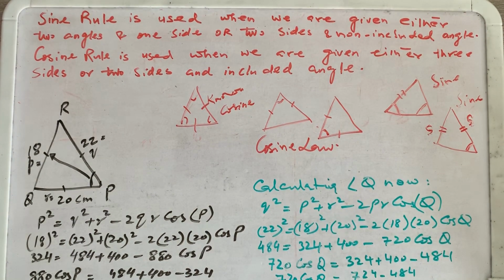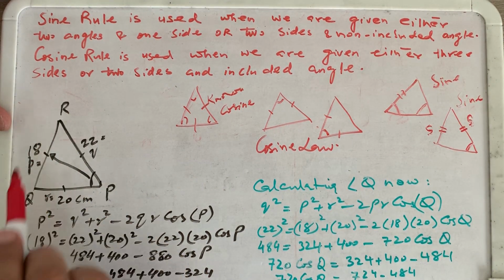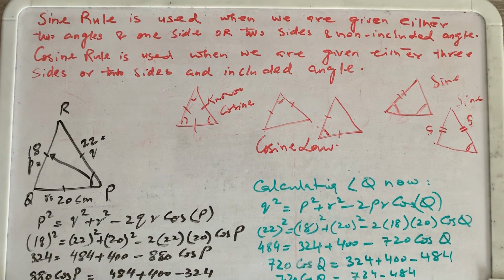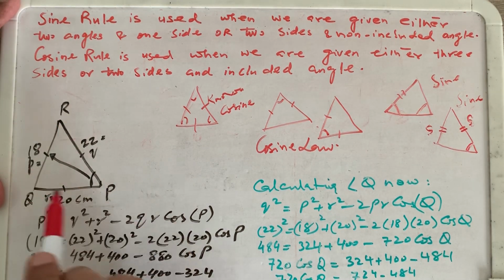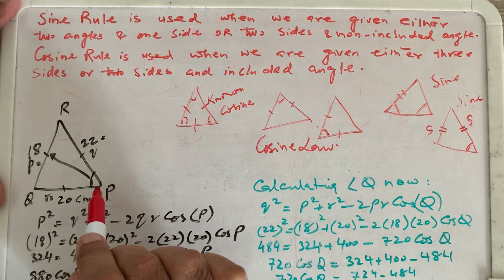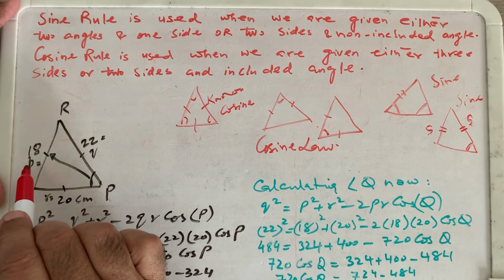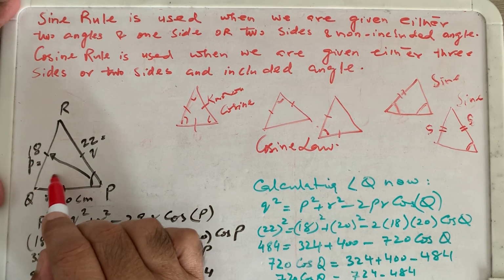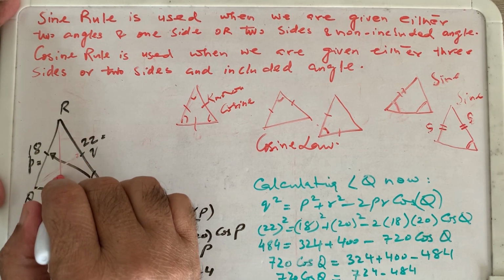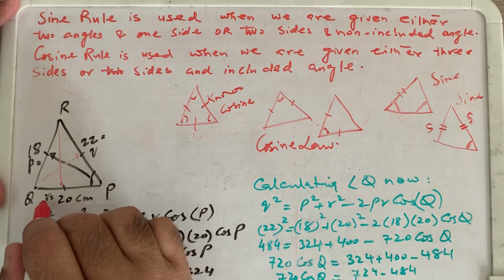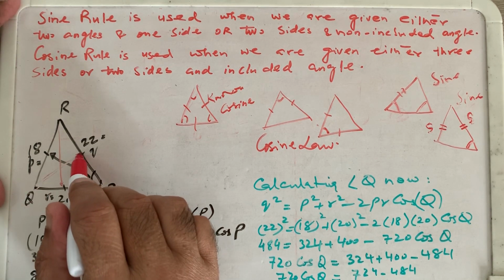So we can do this example now. This is a triangle where 3 sides are given: 18, 22, and 20. The important thing to remember is that the capital letters are the 3 vertices or 3 angles. The side in front of angle P is small p. The side in front of angle Q is small q. And the side in front of capital R is small r.